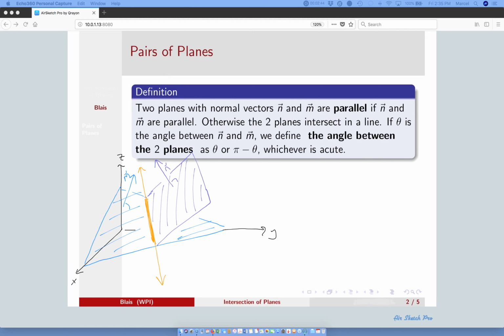Now you'll notice in the definition there's more. If theta is the angle between these two normal vectors, and we pick the smaller angle between the two vectors, we define that angle theta, the acute angle between the vectors, as the angle between the planes. So if we take these vectors and draw them over here, this would be n, and then this would be m. Theta is the angle between these. And again, this is the angle we define as the angle between the two planes.